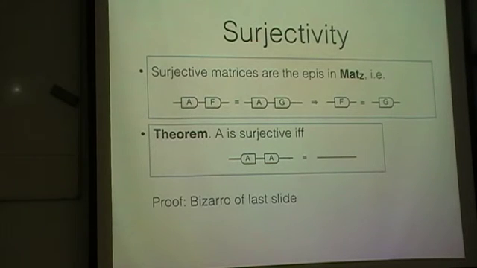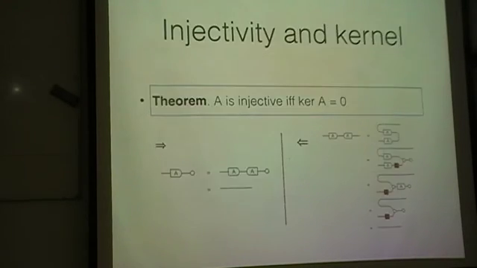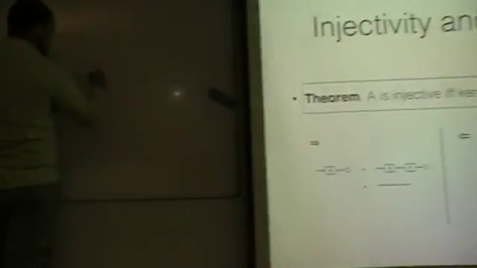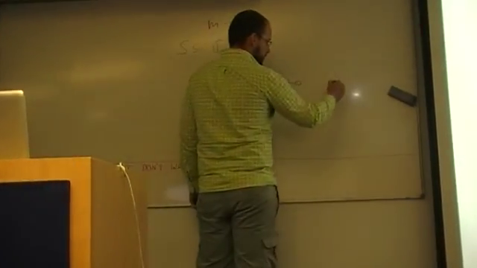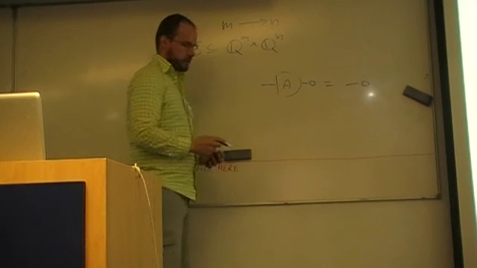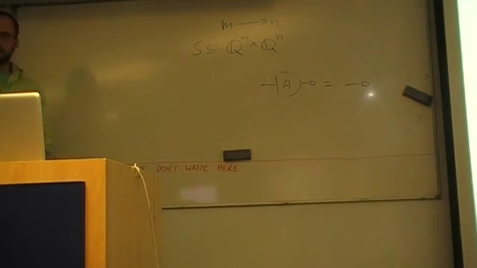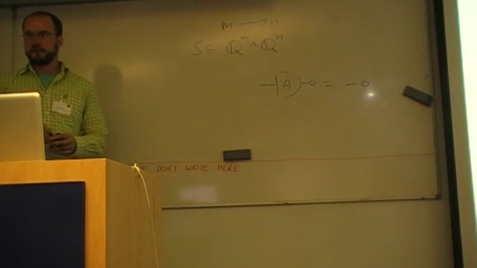And surjectivity is just the bizarro dagger of everything that we said. We don't really need to say anything more. So let's prove this very standard result: A is injective if and only if the kernel of A is equal to 0. Diagrammatically, this is the kernel of A, and this is 0. So this is the statement that the kernel of A is equal to 0, using string diagrams.